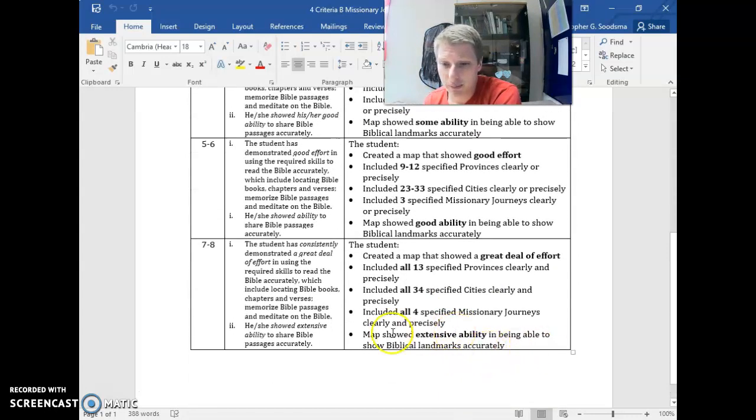Remember, it says it's a map right there. That word is very important. That means you need a title. That means you need to put your name on it. That means you need north, south, east, west on there. Some sense of direction. You know the deal. If you have any questions, please ask.